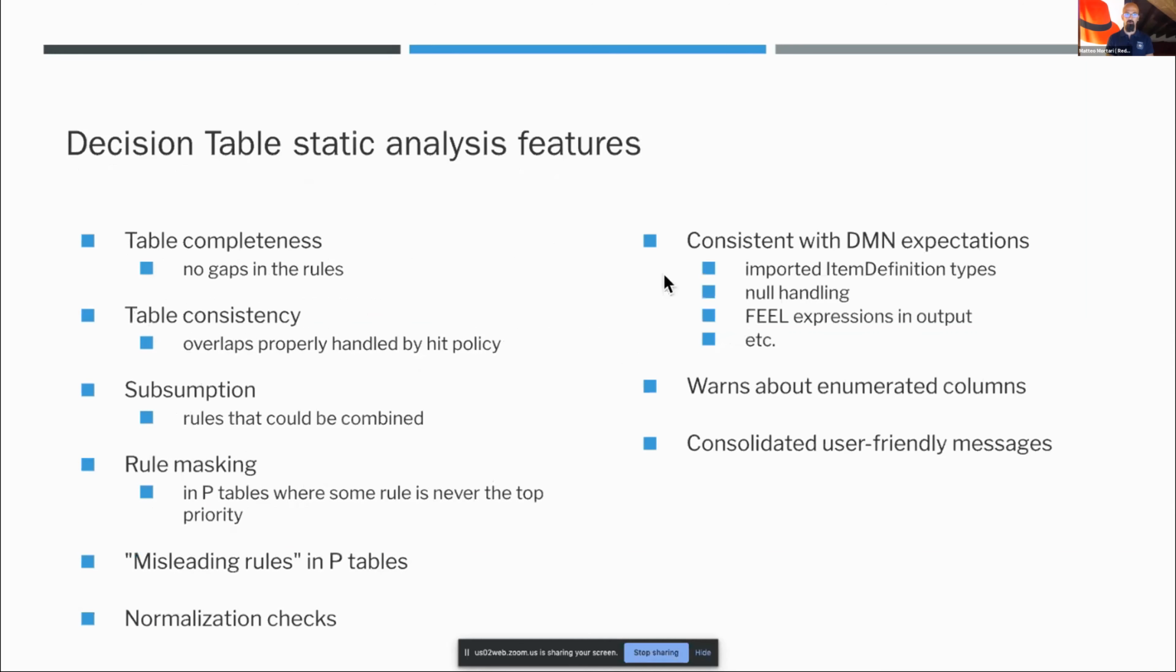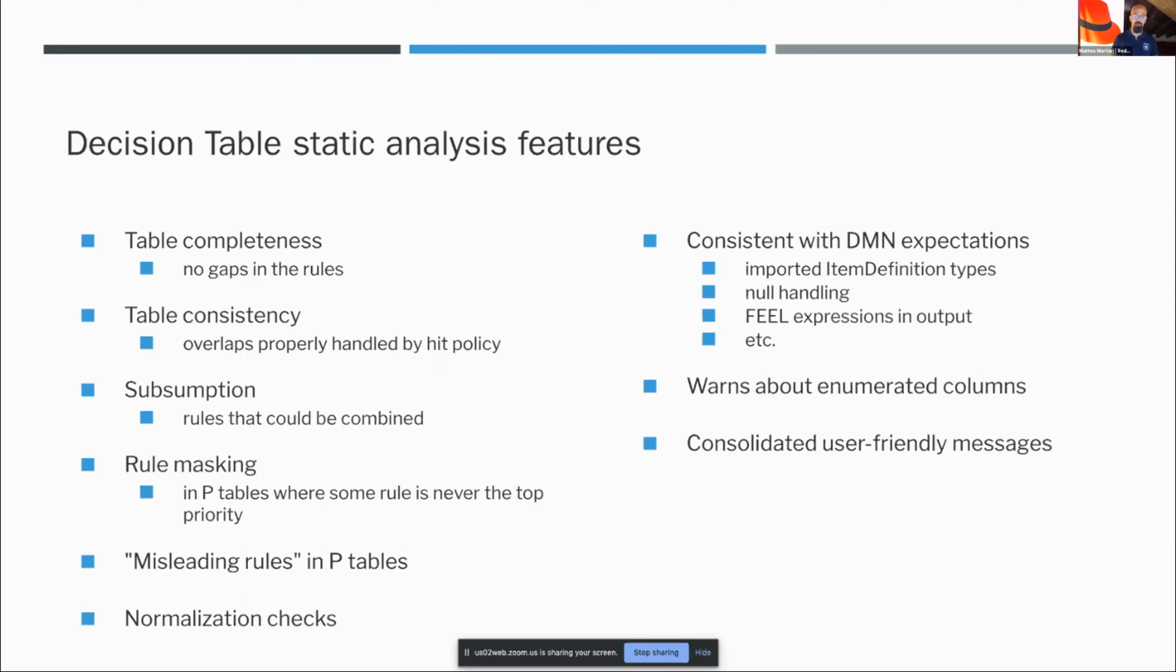And when we talk about this, there are really two dimensions to look at. One dimension is the feature set, the one that you see on the left. For instance, we check that there are no gaps in the table so that the table shall be complete, or that if there are overlaps in the rules of the tables, those must be consistent with the table policies. We have, of course, other types of checks like subsumption, rule masking, misleading rules, and so on, likewise normalization checks. So these are the features that we provide to the end users.